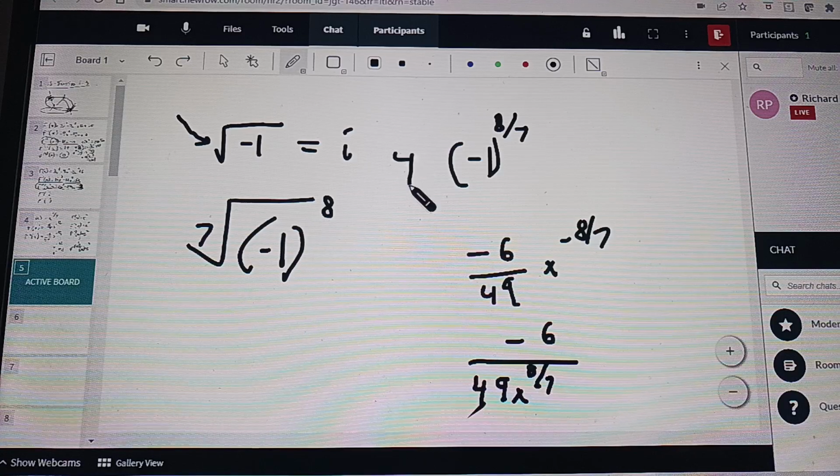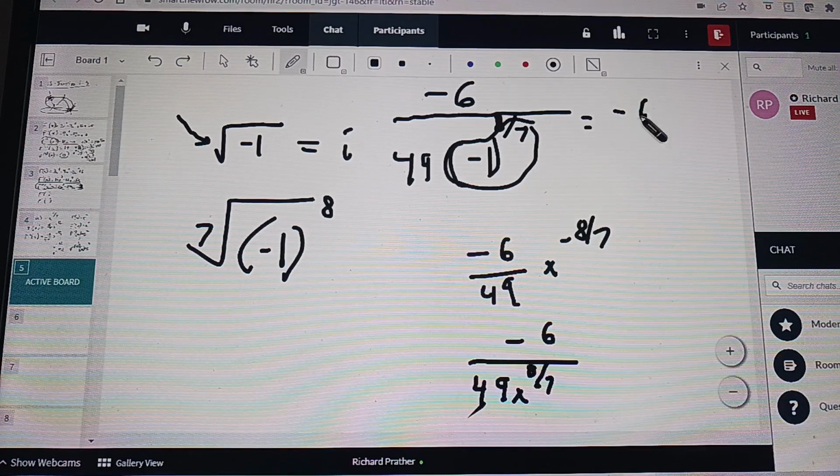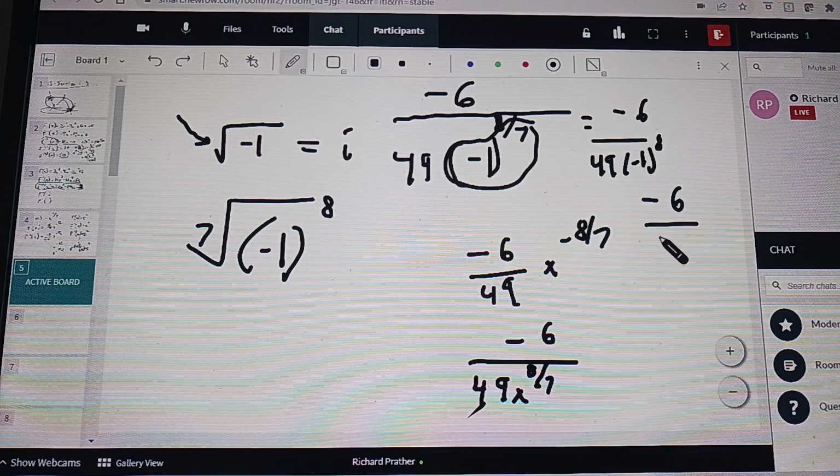And then it would look like this. The negative 6, the 49, and I move the x to the bottom to make it positive. Now I'm plugging negative 1 in. The 7th root of negative 1 is negative 1. Any odd root of negative 1 is negative 1. So then you would have negative 6 over 49 times negative 1 to the 8th power. Well, then any value to an even exponent is positive. So then it flips back to positive 1 times 49, which is 49.